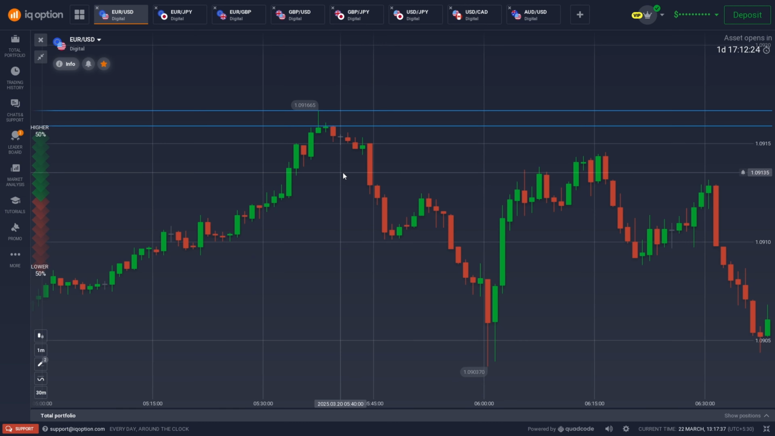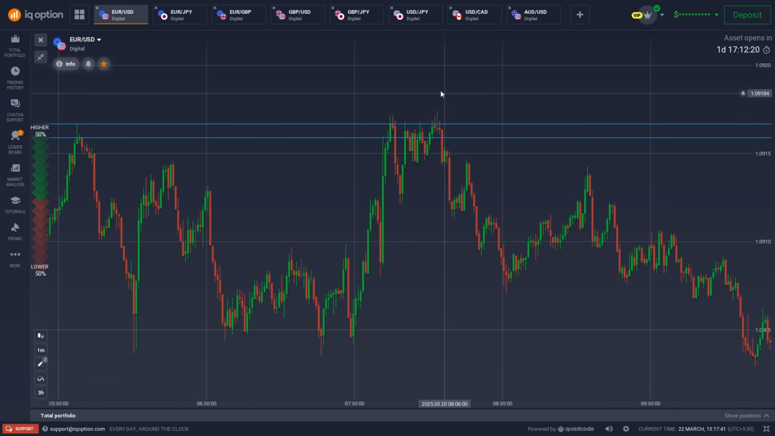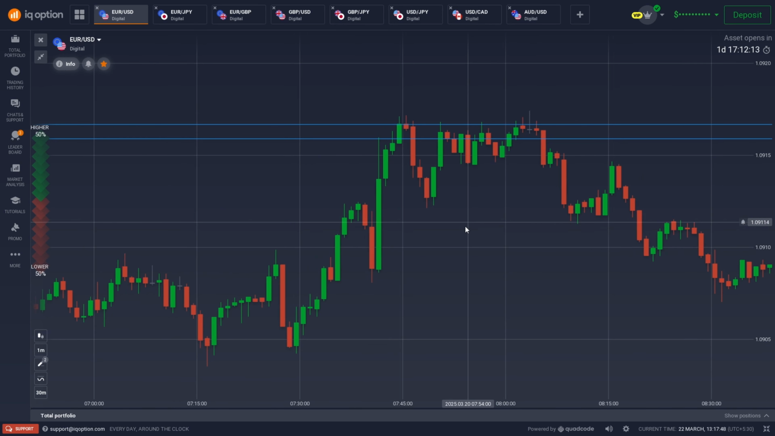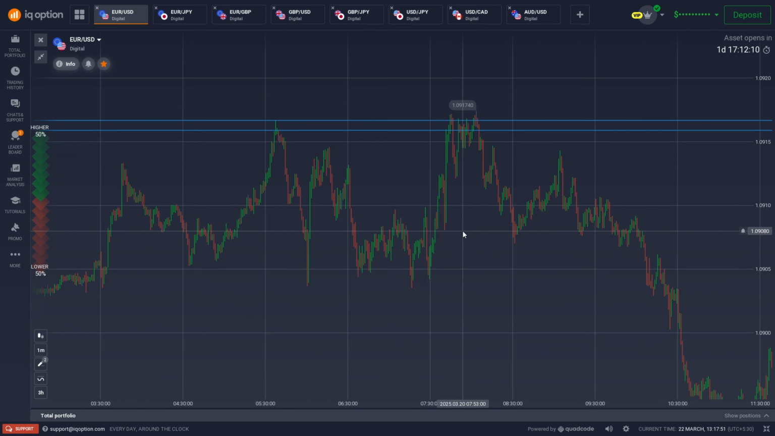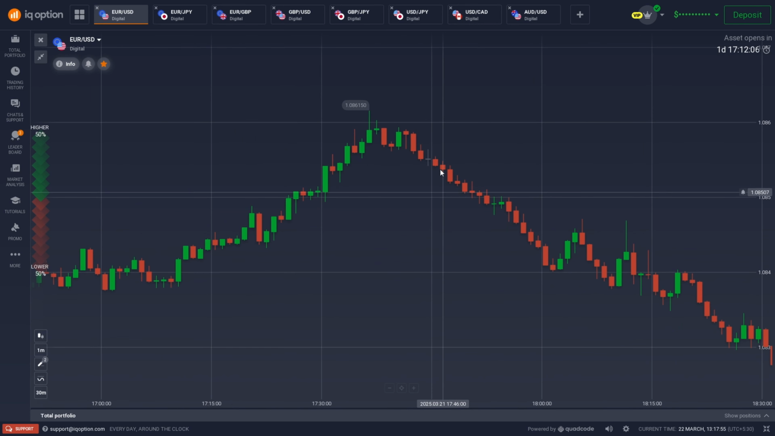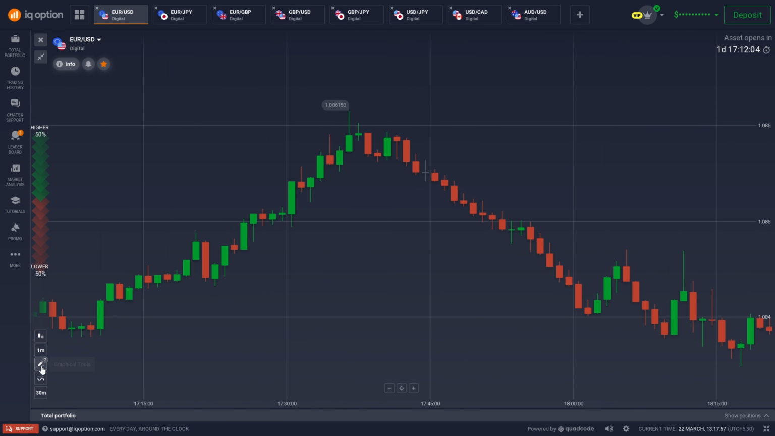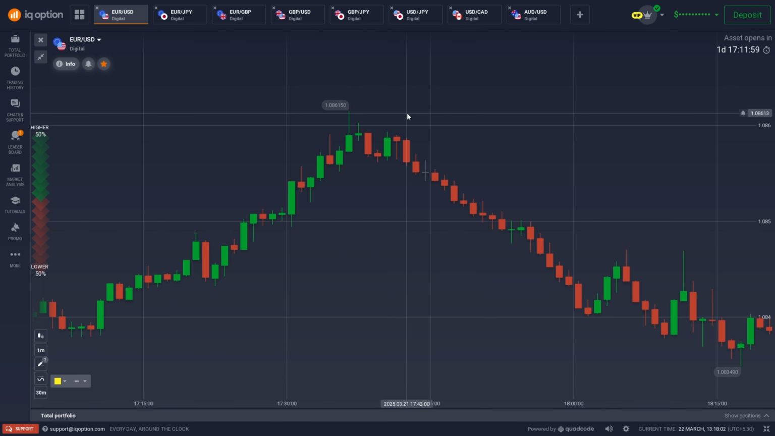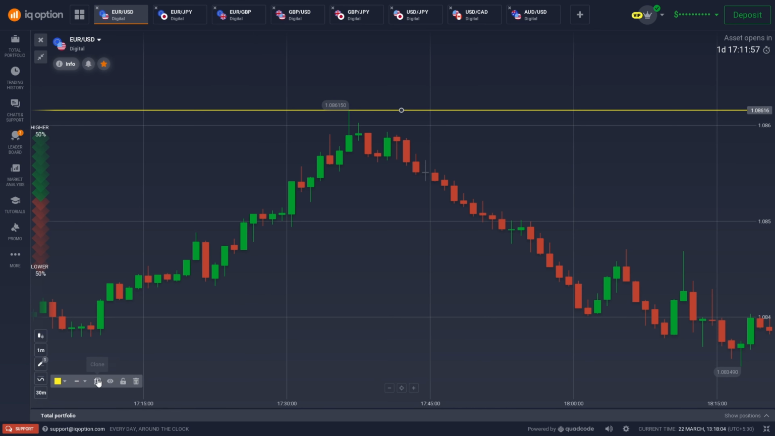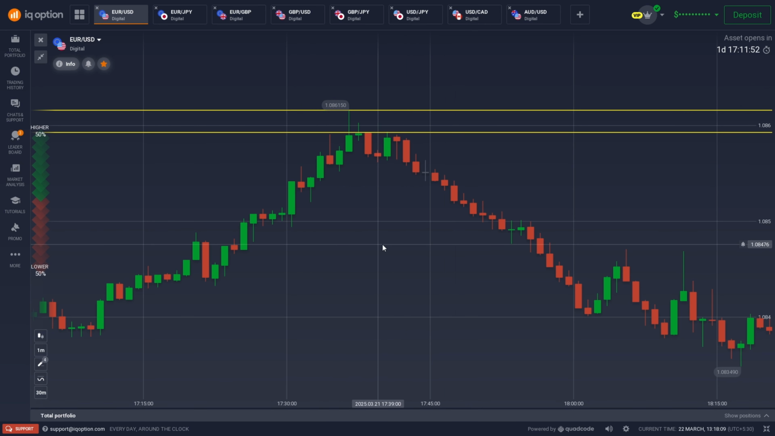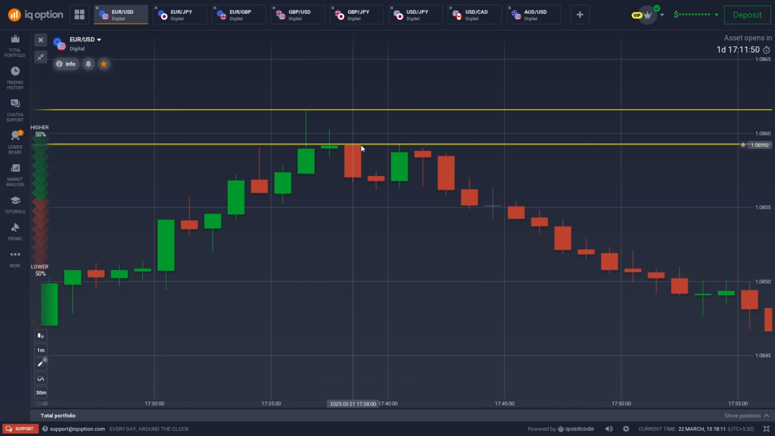Now comes the part of how you can update these zones, because in this case you see that there are wicks that broke this zone, so we need to update these zones also. Let me explain with an example. So let's take this example. Suppose, let's first draw the resistance. So this is our resistance zone. We have used the wick and the body.